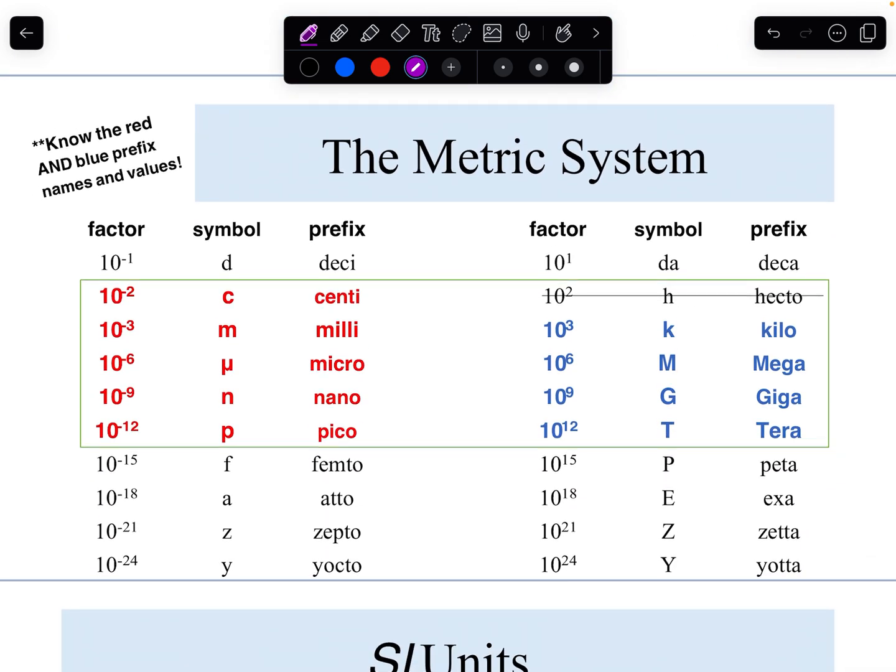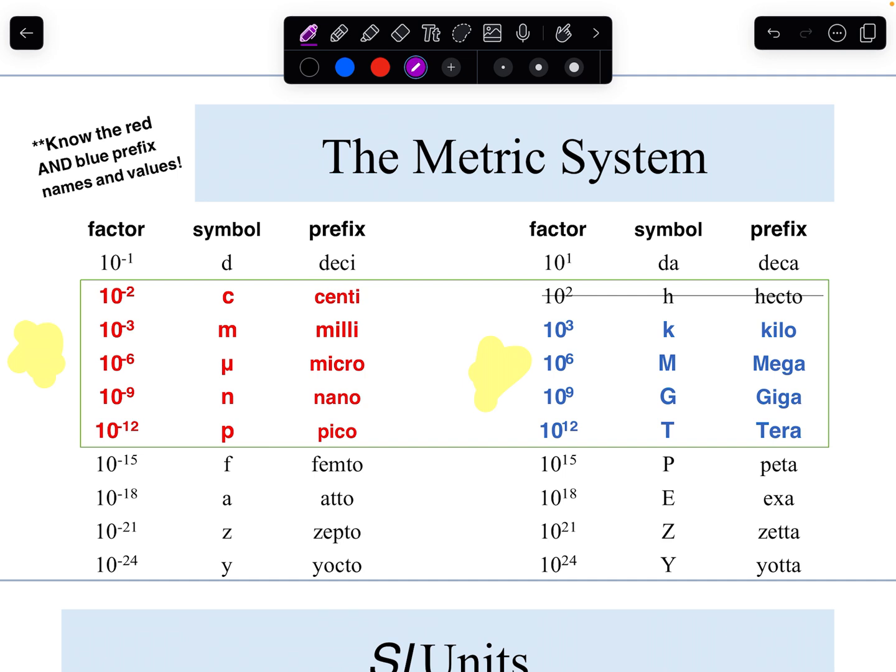All right, metric system. So metric system is probably one of the more difficult things that you'll have to utilize, but it is one of the most important. Okay, this is something you can actually use in your everyday life. Now, there are a lot of metric system units, but you only have to know the ones that are either red, shown on this side, or the ones that are blue on this side. You can see that I actually crossed out that hecto. You do not need to know hecto. So you need to know centi, milli, micro, nano, pico, kilo, mega, giga, tera, okay?